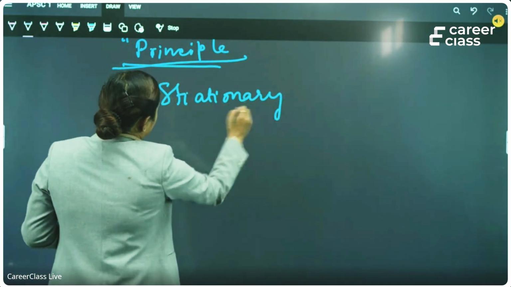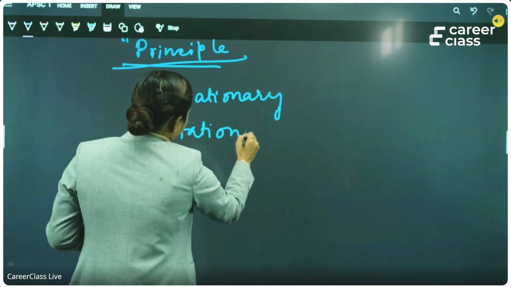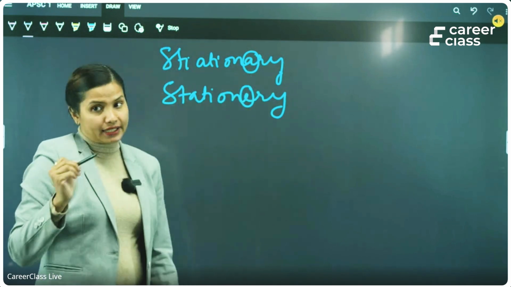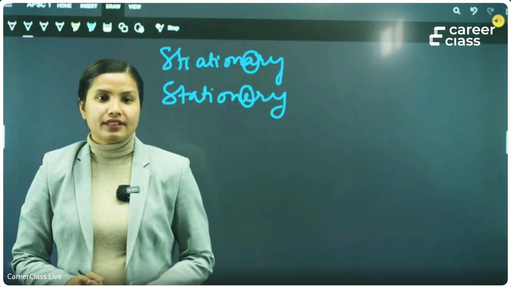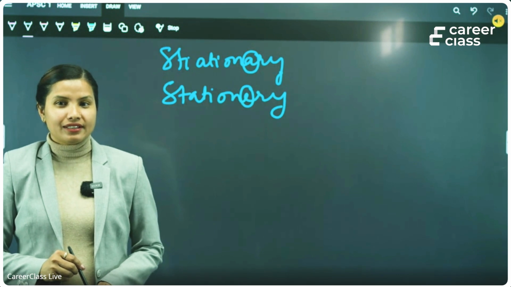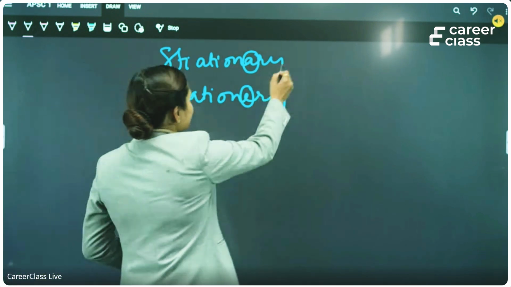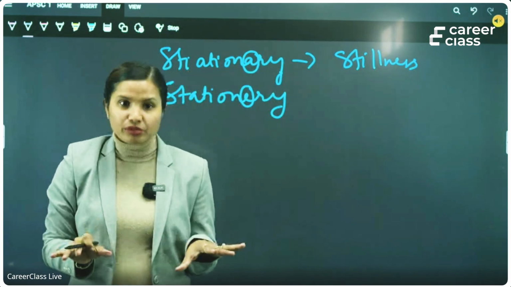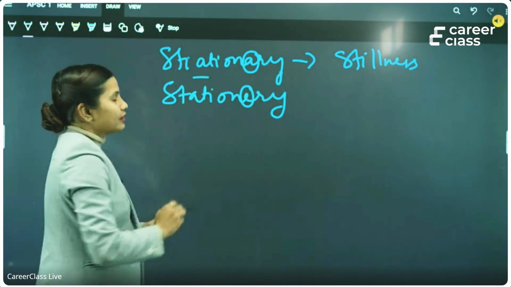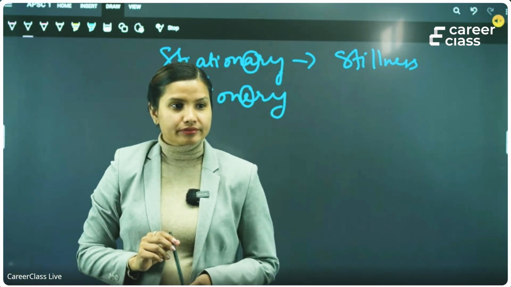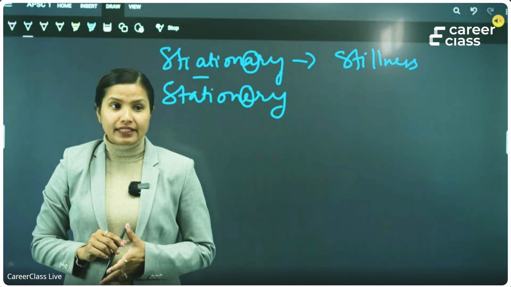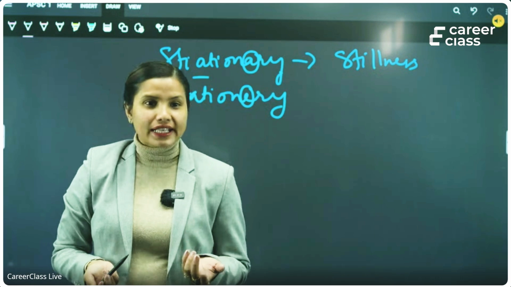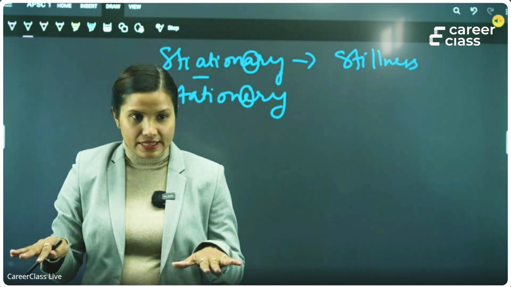Stationary and stationery. What is the difference between the two? One has A in it, the other one has E in it. The first one is not still. It expresses stillness, right? Which is stable, which is not moving, right? So, can you give me an example? Previously, the earth was thought to be stationary. It means it was thought that earth was not moving, it was still, right?